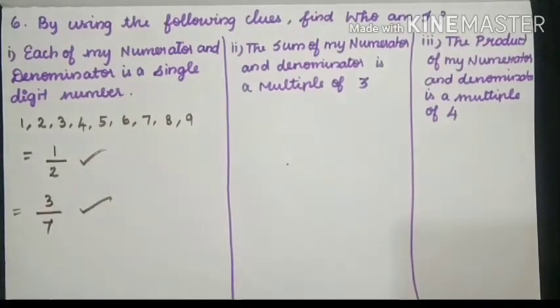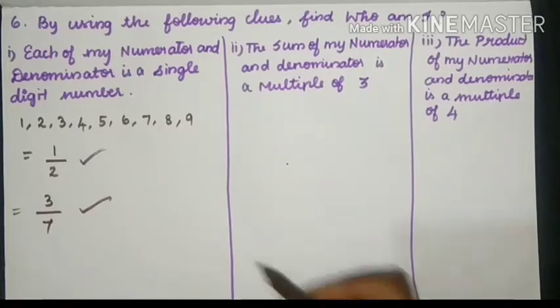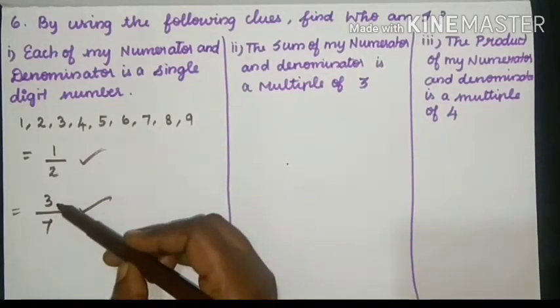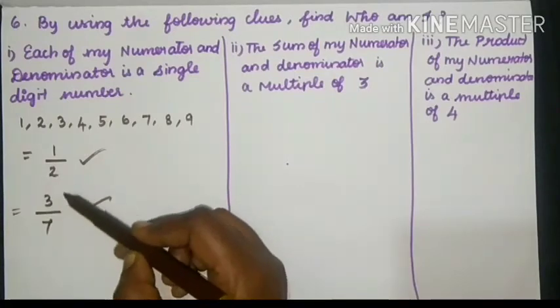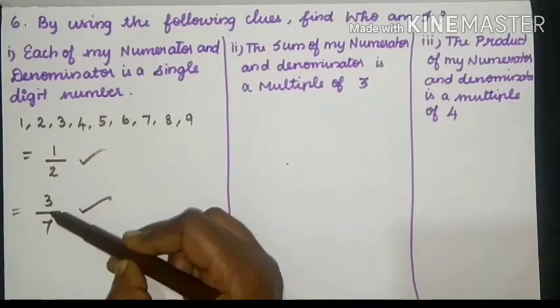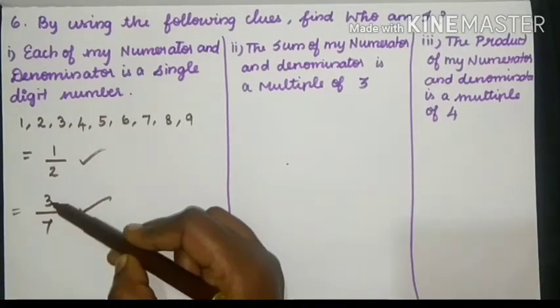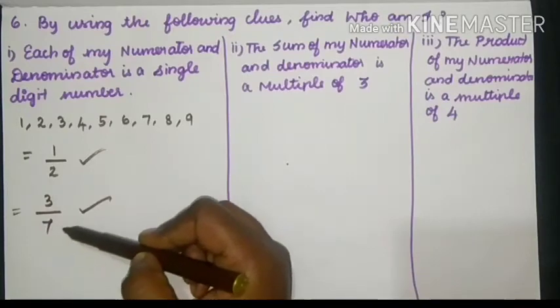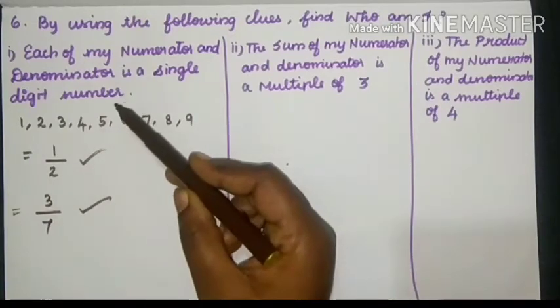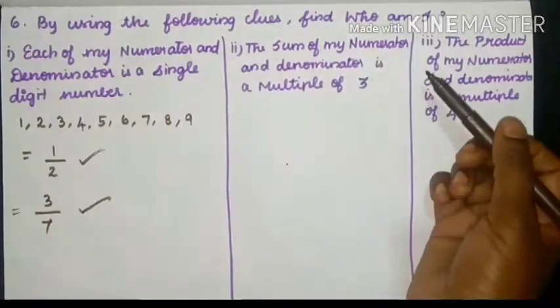It also satisfies the first clue because here the denominator is a single digit number and the numerator is also a single digit number. 3 by 7: 3 is a single digit number and 7 is also a single digit number. So it satisfies the given first clue.